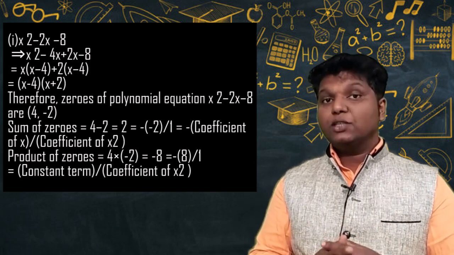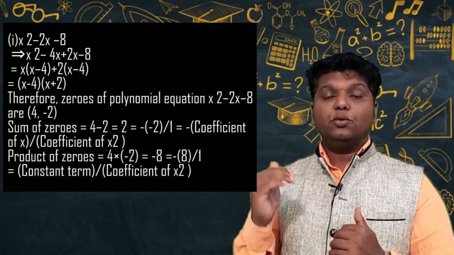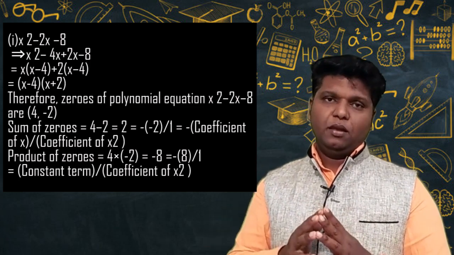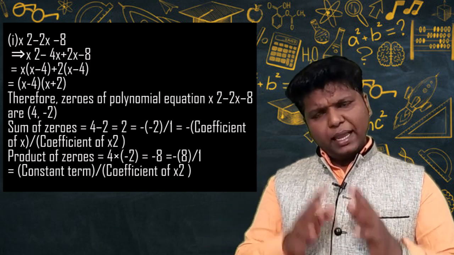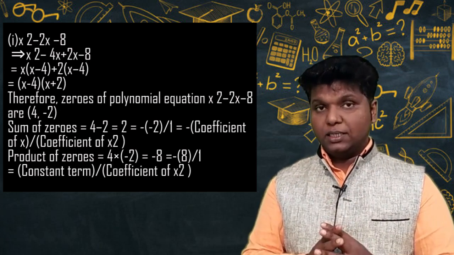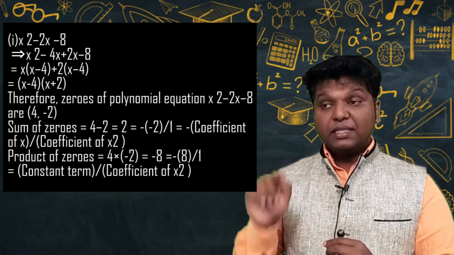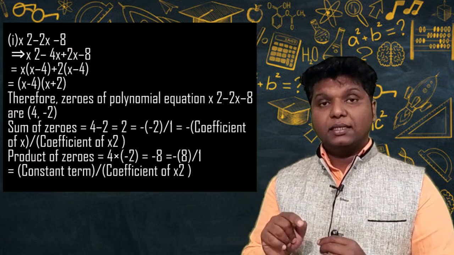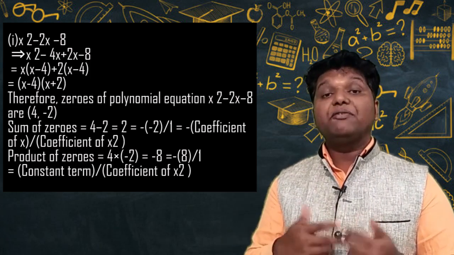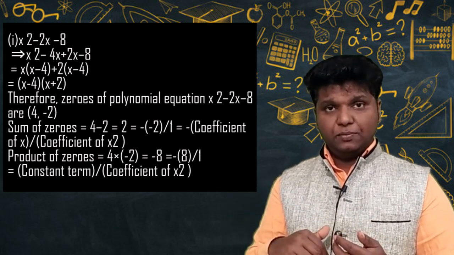Now the next thing is you have to think about the sign. Which sign should be allotted to 4 and 2? Again you have to look at the constant term. What is the sign of the constant term? If the sign of the constant term is minus, if it's a negative sign, it means that both of them have different signs. That means if one is positive, then the other should be negative.